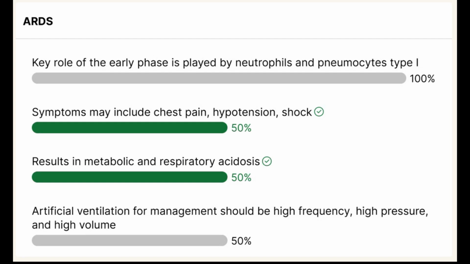For the artificial ventilation, it mentions here high frequency, high pressure, and high volume. So the high frequency and high pressure is true, but not high volume. The risk of high volume is that you might overinflate the alveoli, and because they're already so weak, they might become damaged and they might rupture. So you opt to use a lower volume, and in return, you have a higher frequency and higher pressure because you're using a low volume of artificial ventilation.